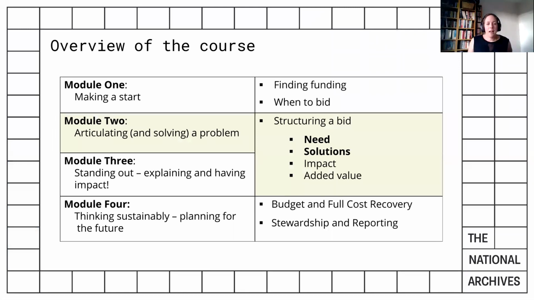As I've already said, this is Module 2 of 4 modules. In the first module we looked at how you identify funding and how you decide which funding to apply for, and today we're moving on to thinking about structure and content. Some of the structure you might find familiar from other resources, and Richard's going to give the link in one moment. Today we're talking about the first parts of structure in a bid, need and solutions. On Monday and Wednesday next week we're looking at Module 3, about impact and added value. Module 4 is at the end of the week on Thursday, where we're looking at budget and stewardship.